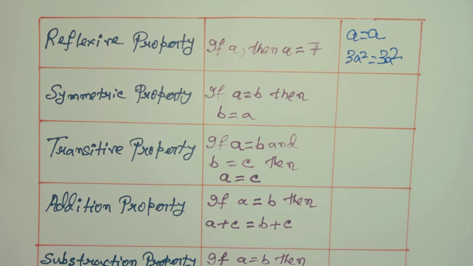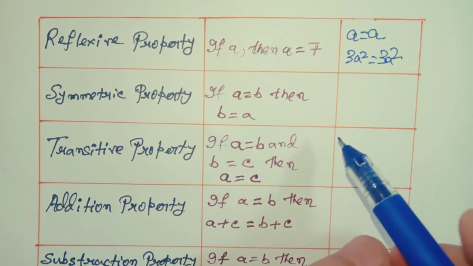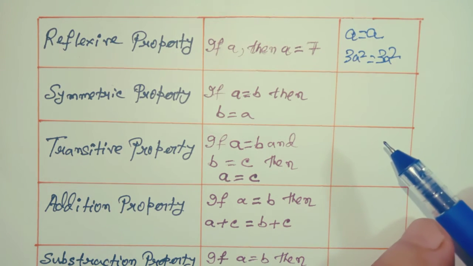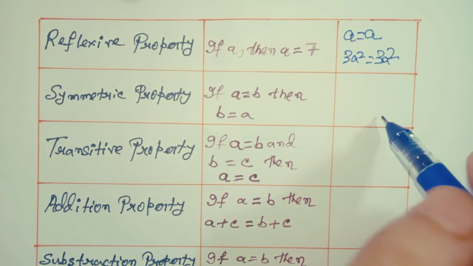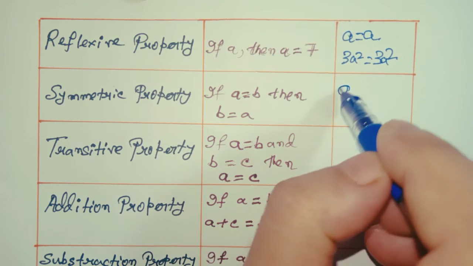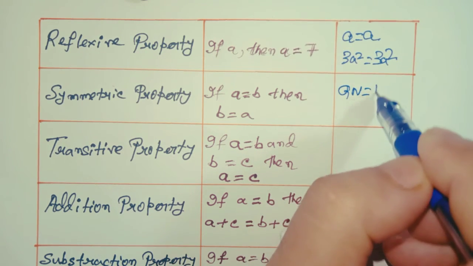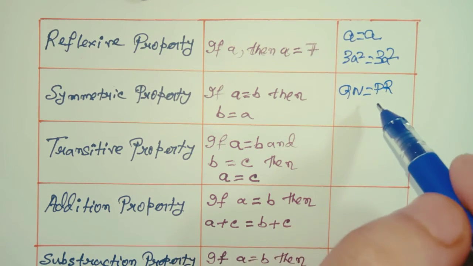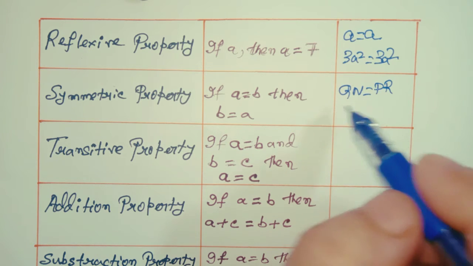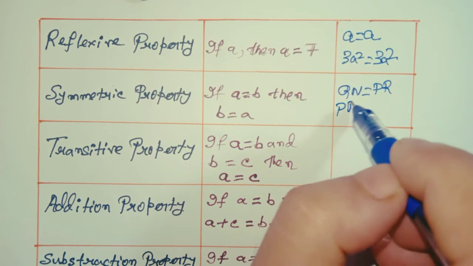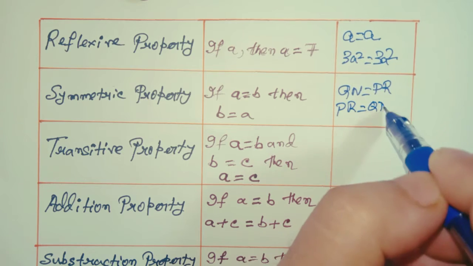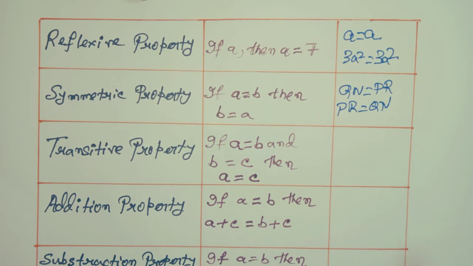Reflection means that we stand and what we see is the same. That is the term reflexive property. Now the second one is called the symmetric property: if A equals B, then B equals A. For example, if QN equals PR, then as per the symmetric property, PR will also equal QN. This is what it is called.